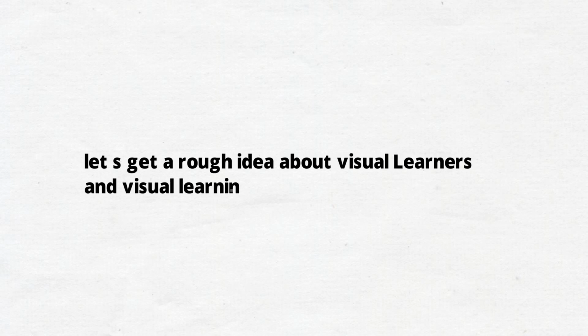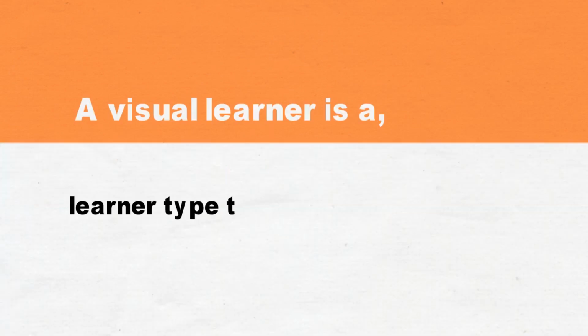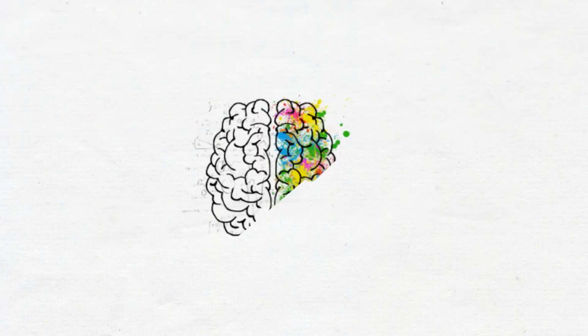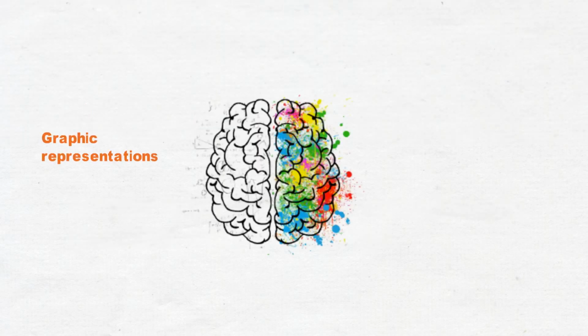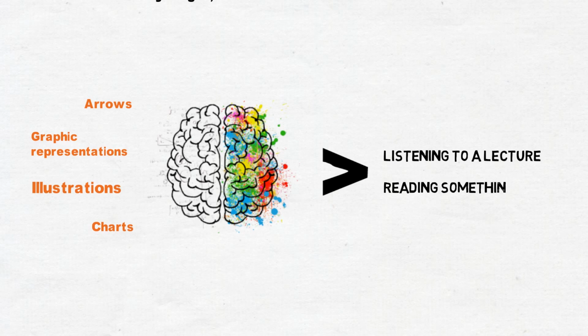First of all, let's get a rough idea about visual learners and the visual learning style. Actually, who is a visual learner? A visual learner is a learner type that learns using images, graphics, colors, and maps. They learn more easily through graphic representations, arrows, charts, illustrations, etc. than listening to a lecture or reading something written. Now you have an idea about visual learners.